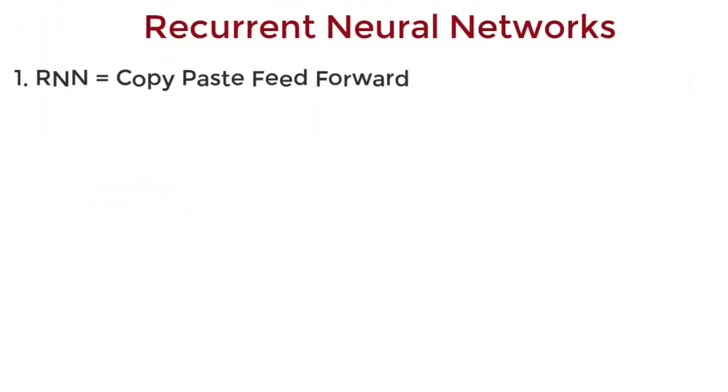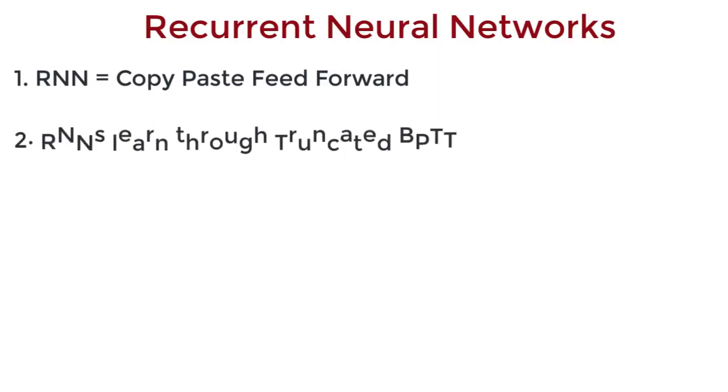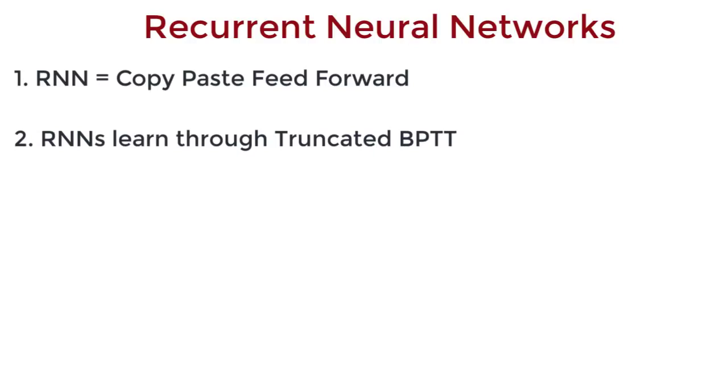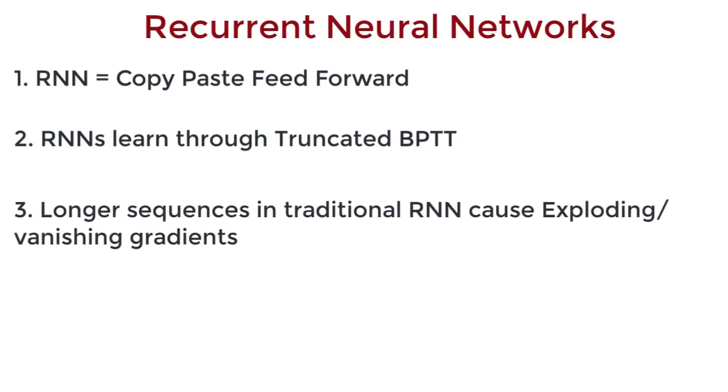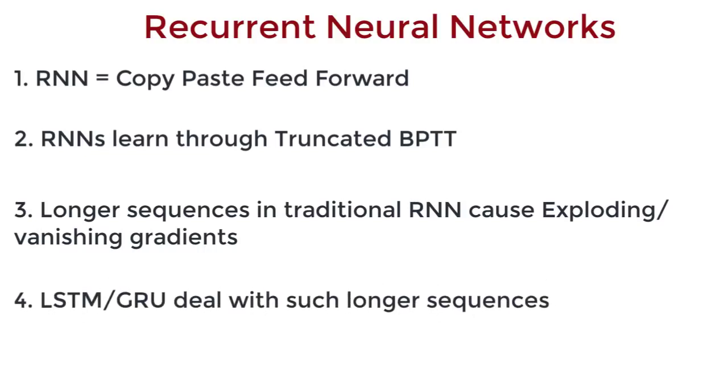A few things to take away from this video. Recurrent neural nets are basically feed-forward neural network layers, just copy and pasted. They learn parameters through the truncated backpropagation through time algorithm, which is basically backprop but applied at every time step. Longer sequences in traditional RNNs are a problem as they lead to vanishing and exploding gradients. LSTMs and GRUs are gated recurrent networks that can deal with such long sequences. With the power of these recurrent nets, you can dive into stock prediction, language translation, speech recognition, and so much more. Hope I left you knowing a little more about sequence modeling.